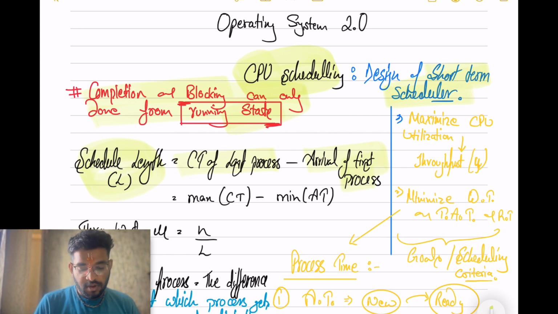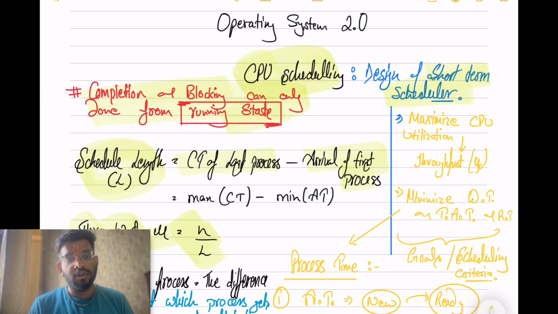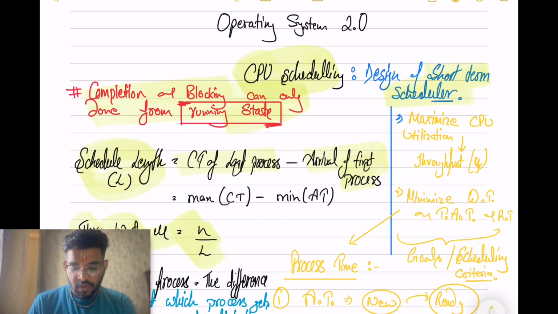Throughput is defined as the number of processes divided by the schedule length. As I have already told, throughput is defined as the number of jobs completed per unit time, where the schedule length is in terms of time. When maximum CPU utilization is there, high throughput will be there.